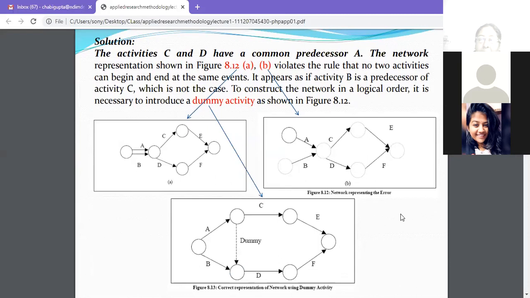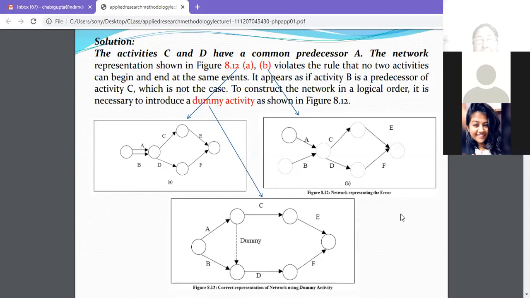Clear? So look at figure 8.13. Ma'am, but D is coming from both A and B. Yeah. So you join A and B. A dummy is an activity that does not consume any time or resource. It is only there to make the network symmetrical. All right.